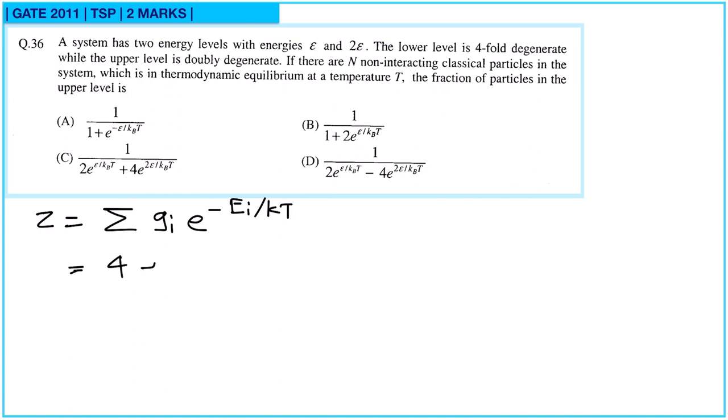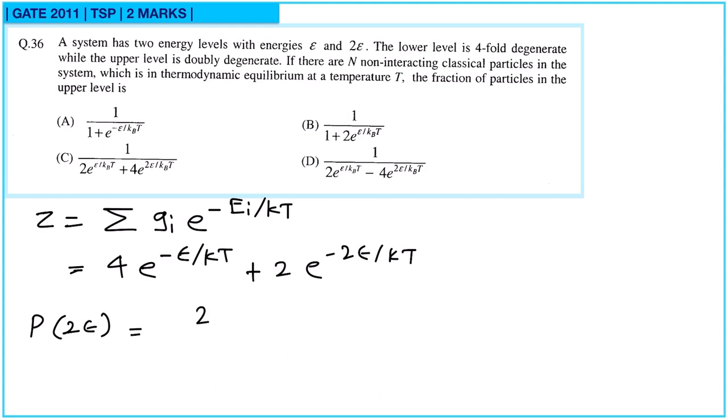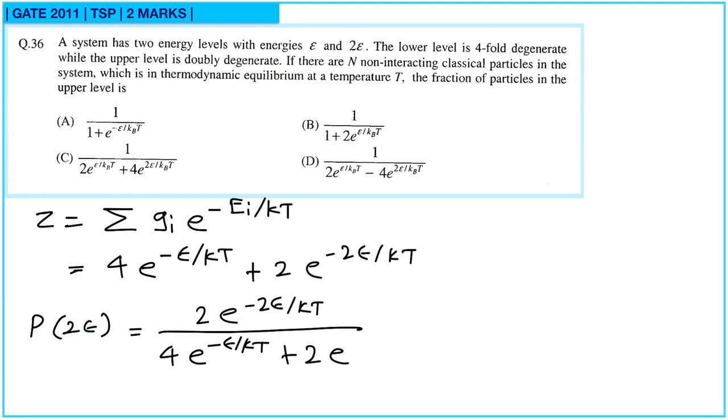For lower state it is 4 and its energy is epsilon. So this will be e raised to minus epsilon by kt. For the upper level it is 2, e raised to minus 2 epsilon by kt. So P, the probability that particle is in upper state, is equal to P of 2 epsilon. This will be equal to 2 into e raised to minus 2 epsilon by kt upon Z, and Z is 4 e raised to minus epsilon by kt plus 2 into e raised to minus 2 epsilon by kt.